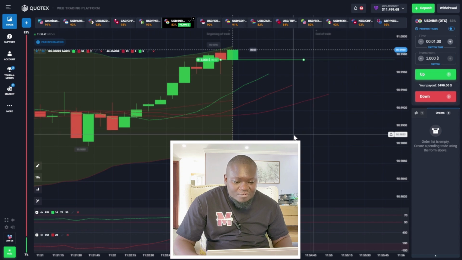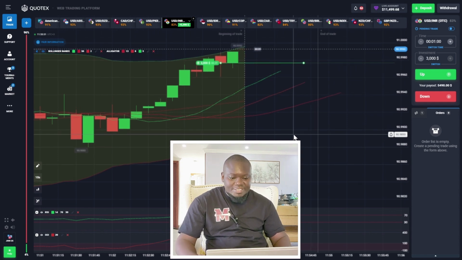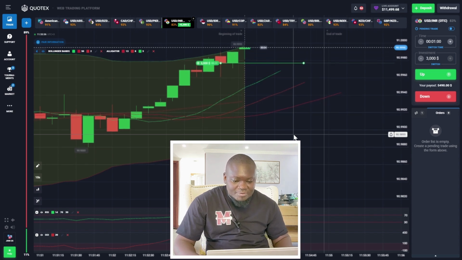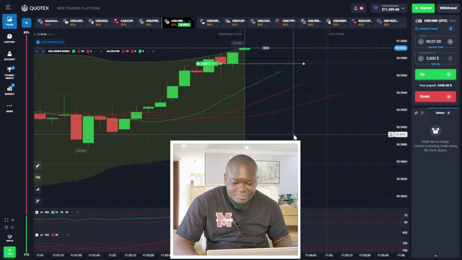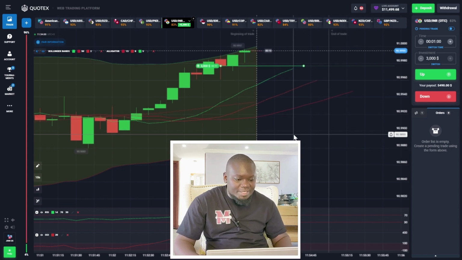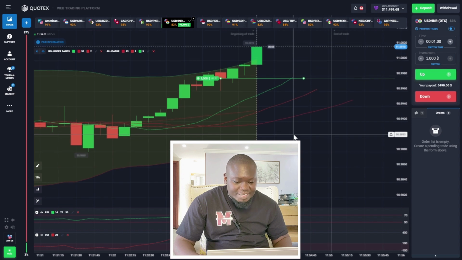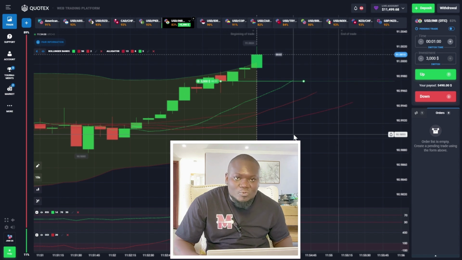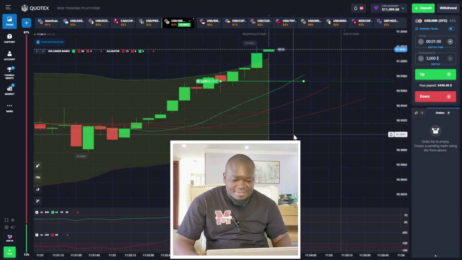Again, this is one of the volatile pairs that are available in the Quotex OTC section. If you want to get a lot of action within a single session, just try the USD INR OTC pair or the USD Brazilian Real pair, and you will see a lot of action. You might make so much money, or you might lose so much money with these two pairs.